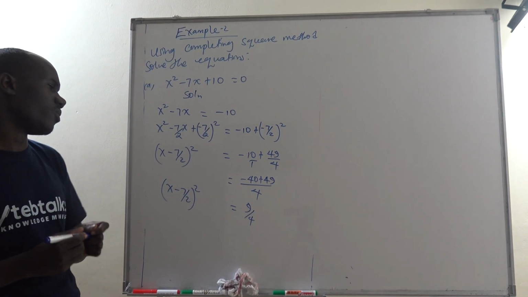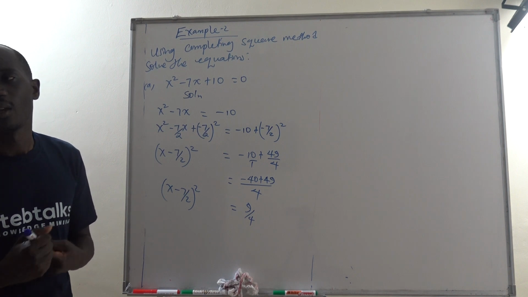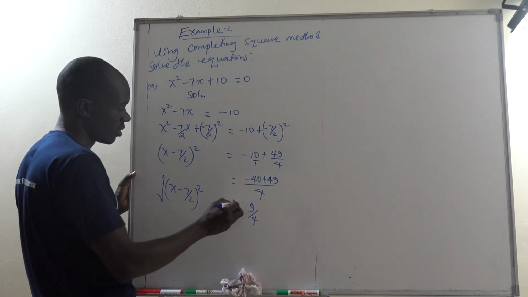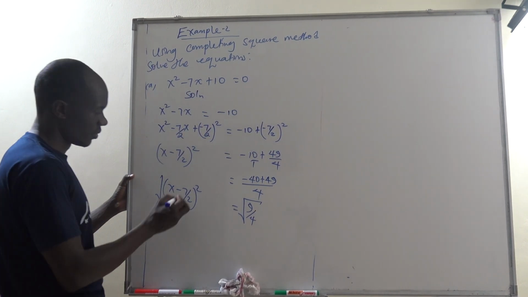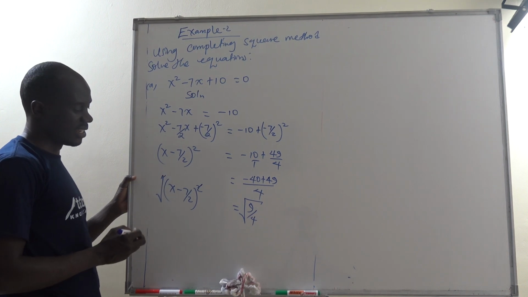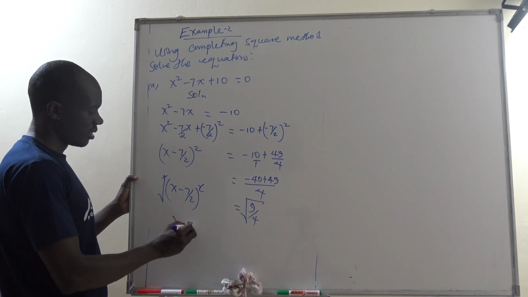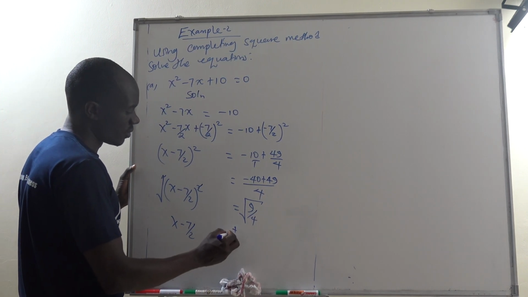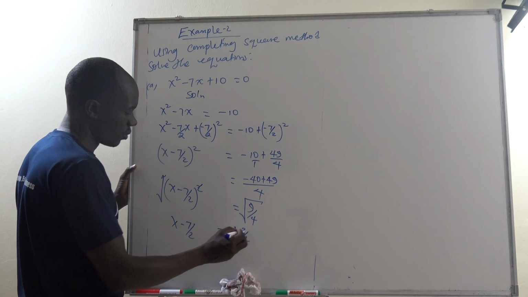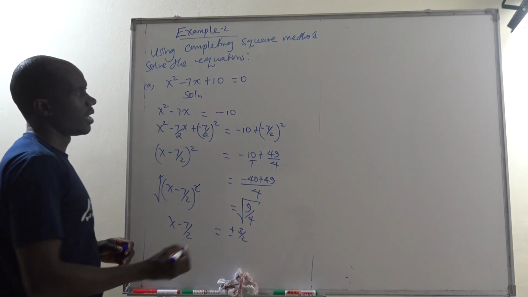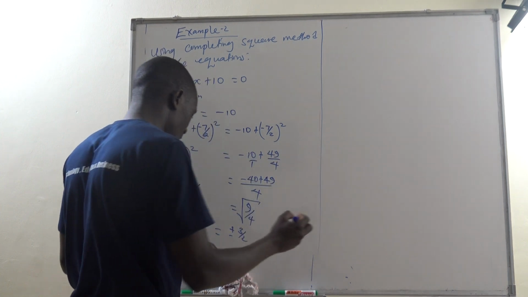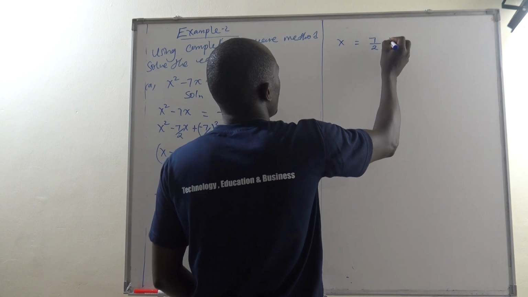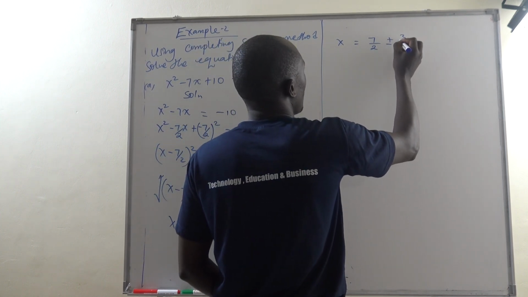Then, how can we remove this square? It is by taking the square root on both sides. Take the square root, take the square root. This one disappears with that. So we are going to remain with x minus 7 out of 2 equals, what is the square root of that? The square root is plus or minus 3 out of 2. This one is a negative, when it goes there, it becomes a positive. So x equals 7 out of 2 plus or minus 3 out of 2.